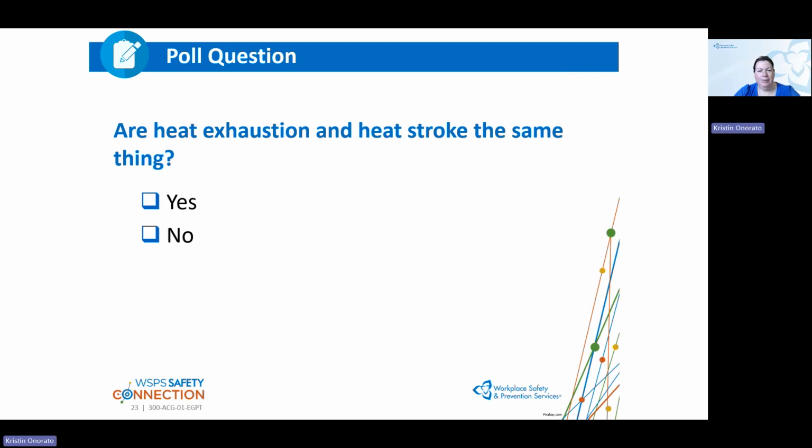All right, looks like almost all the answers are coming in as no's, which is amazing. So maybe I'll do a follow-up question that can be put into the chat box here. What's the big difference between heat exhaustion and heat stroke? Maybe which one's more concerning? They're both concerning, but which one's maybe more concerning?